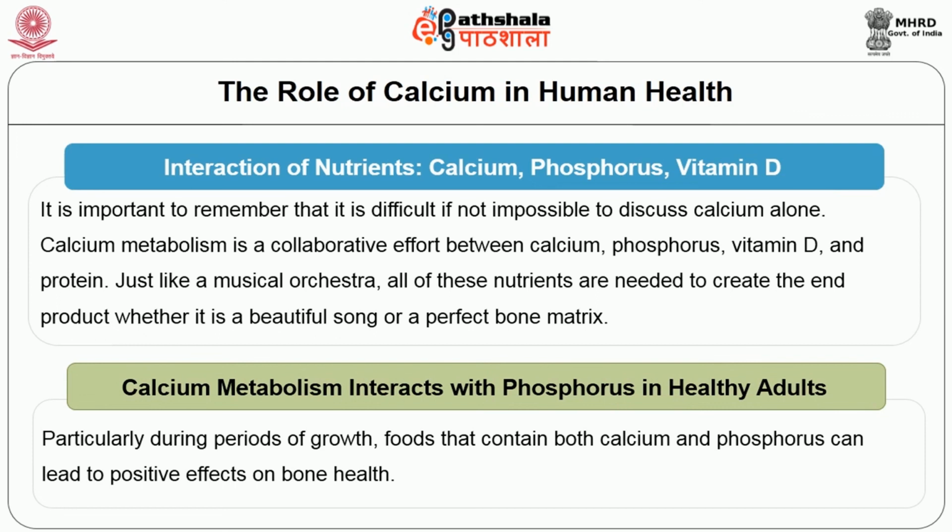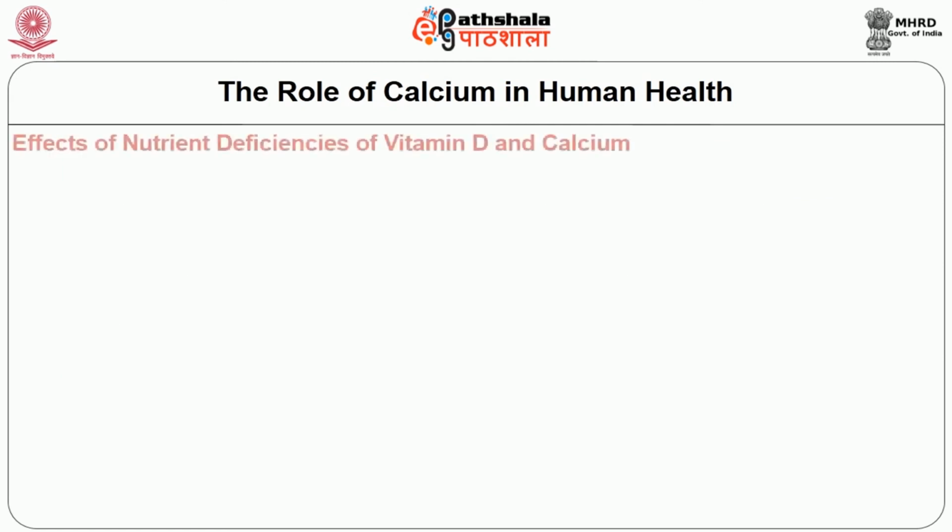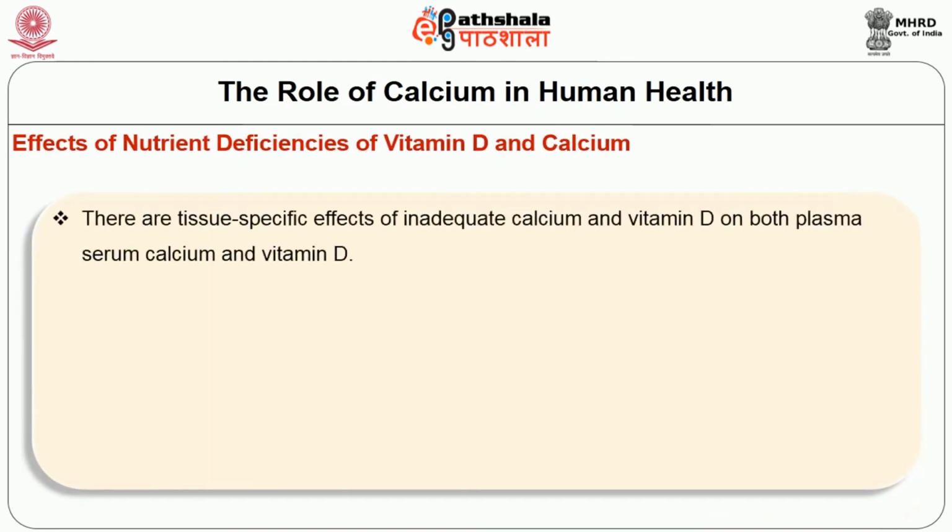Calcium metabolism interacts with phosphorus in healthy adults. Particularly during periods of growth, foods that contain both calcium and phosphorus can lead to positive effects on bone health. Effects of nutrient deficiencies of vitamin D and calcium. There are tissue-specific effects of inadequate calcium and vitamin D on both plasma serum calcium and vitamin D.